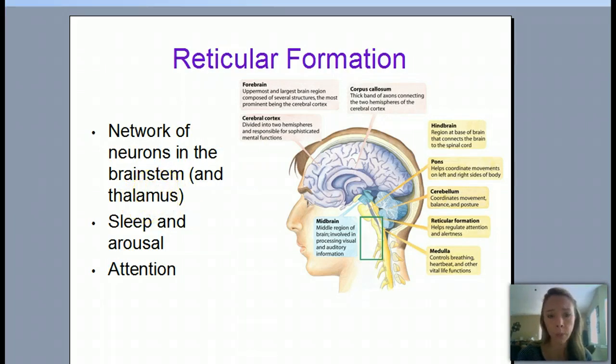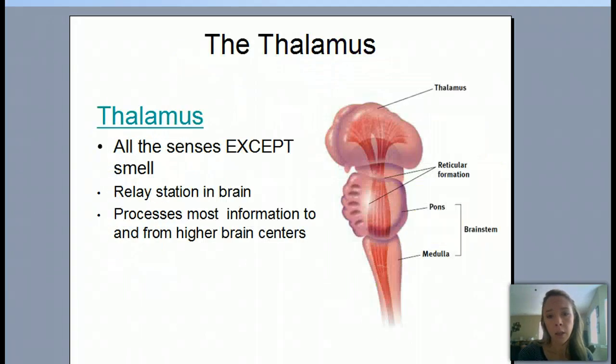That'll make more sense once you know that the thalamus is considered the place where my brain figures out what's going on with all my senses. Okay, so this is big. The thalamus is my relay station in my brain. It gets information on all the senses except smell. Smell is the one sense that does not go through the thalamus. Your smell goes straight to your olfactory area and your amygdala, and we'll talk about that later. But all the other senses go through the thalamus.